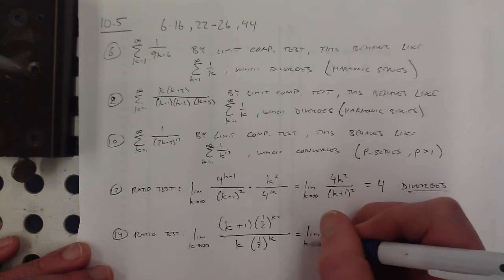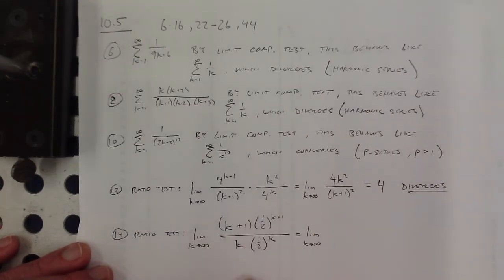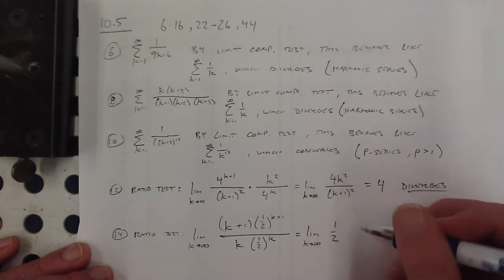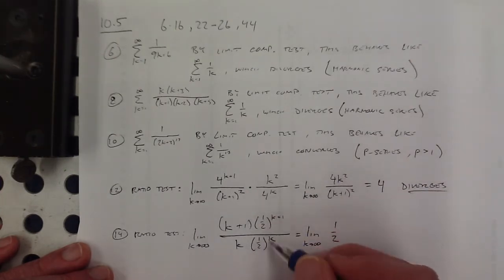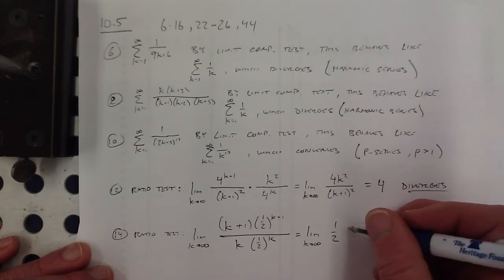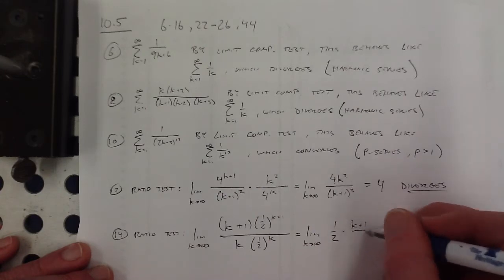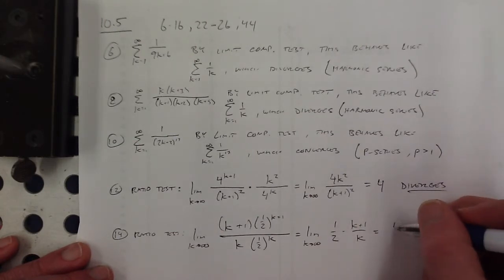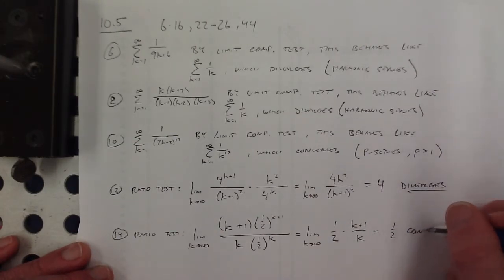And the limit as k approaches infinity, let's see what we can simplify and cancel out. I've got a 1/2, and there's k plus 1 of them here and k of them here, and then I've got my k plus 1 over k. Highest power top and bottom is 1, ratio of the coefficients, so this is just 1/2. So it converges.